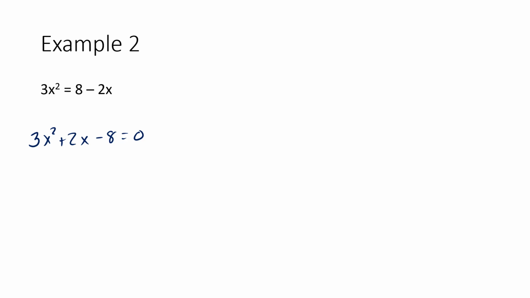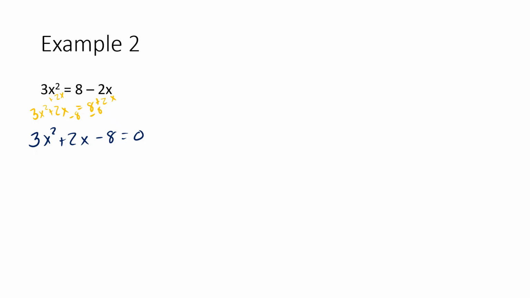Now, if you are not comfortable with that, this is what the middle piece of that would look like. You would add 2x to both sides. So that's going to give you 3x squared plus 2x equals 8. And then you would subtract the 8 from both sides. If you're comfortable just bouncing there, like, okay, I'm going to add, subtract from both sides, go for it.